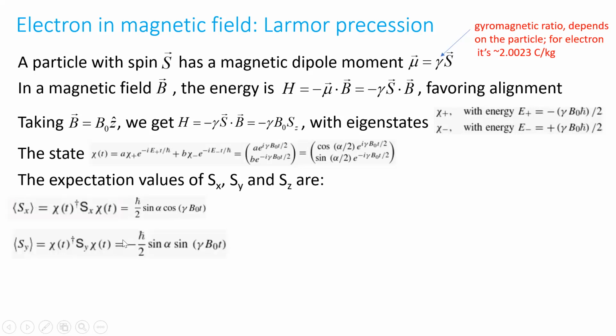Okay, we do a similar thing for Sy. We sandwich Sy between the row vector chi of t dagger and the column vector chi of t, and we do that vector matrix multiplication. We get, in this case, minus h bar over 2 sine of alpha sine of gamma B0 t. And then for Sz, if we do the same thing, we get Sz equal h bar over 2 cosine alpha. So the time dependence cancels out for the Sz, because these are Sz eigenstates.